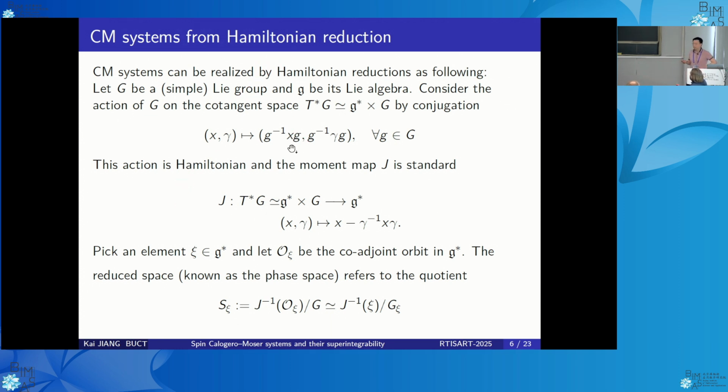This action is Hamiltonian, so we have a moment map J, which is quite standard. It sends the pair (X, γ), with X in the dual and γ in the group G, to X minus γ^{-1}·X, the coadjoint representation. Now we pick an element ξ in the dual, and let O_ξ be the coadjoint orbit in the dual. The reduced phase space is the quotient of J inverse of the orbit. This is the classical Hamiltonian reduction. It is a Poisson space, and after the quotient, we get a symplectic manifold.